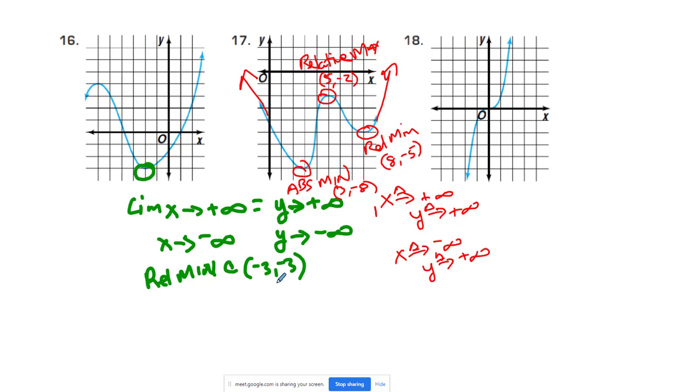Okay, looking at number 18 now. At 18, you can see that in the middle there's a balancing point. This is an odd function, an x to the third. There's symmetry about the origin. Actually, at the origin, and we haven't really talked much about this, a bit of an advanced concept, is what's called an inflection point.